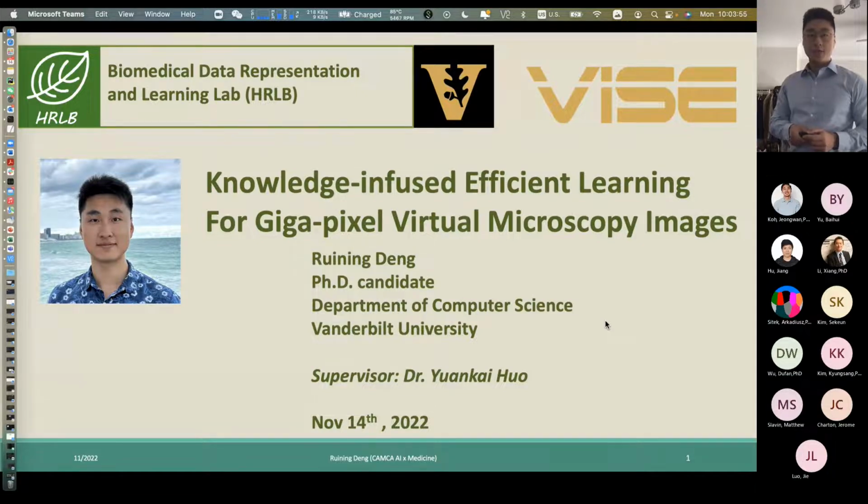So today I would like to introduce our latest work on knowledge-infused efficient learning for Giga-pixel virtual microscopy images.